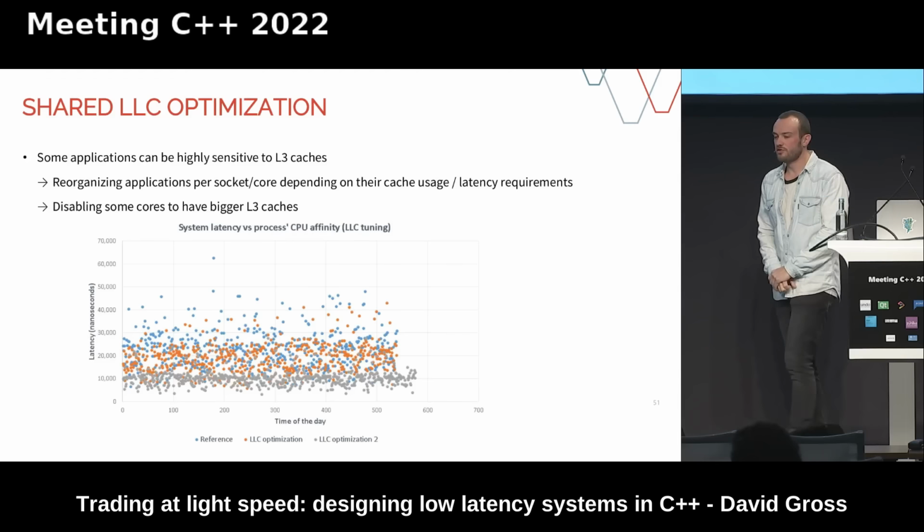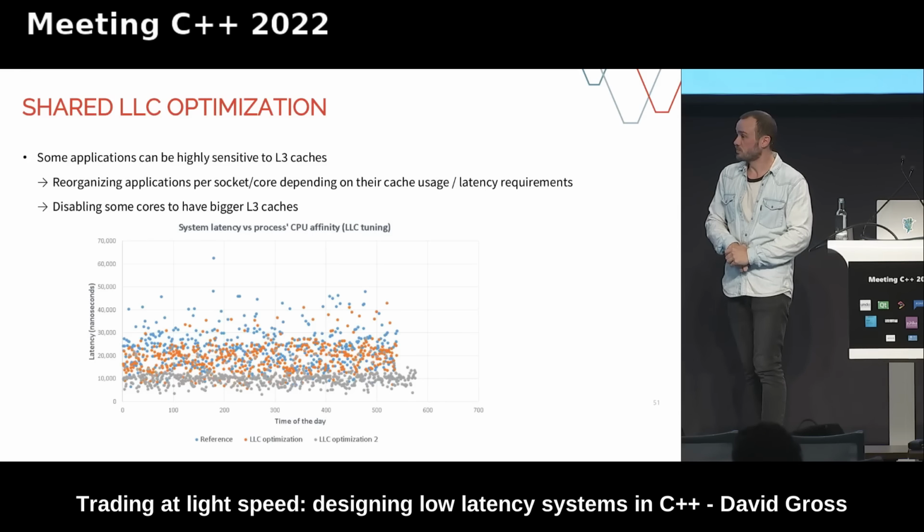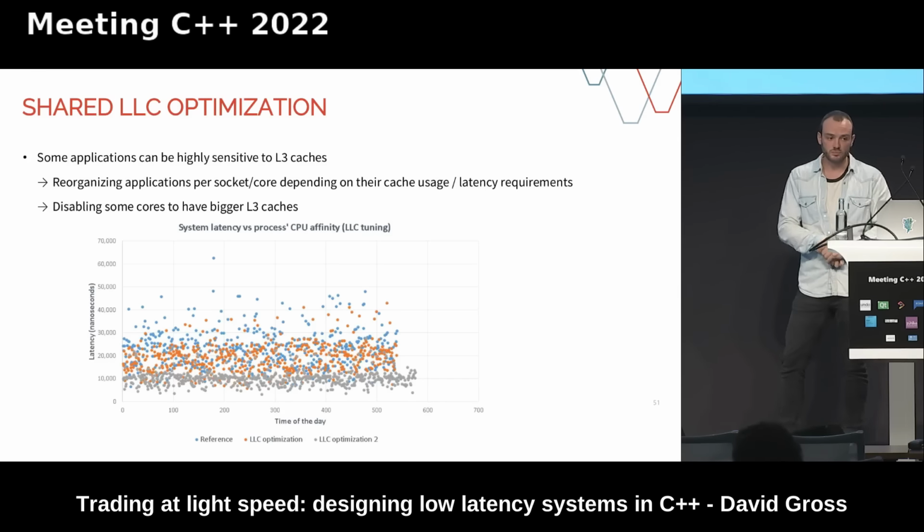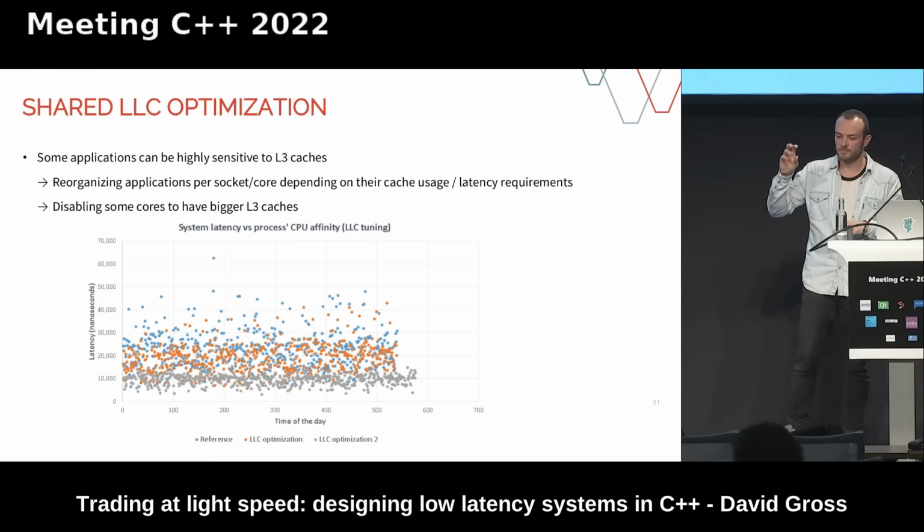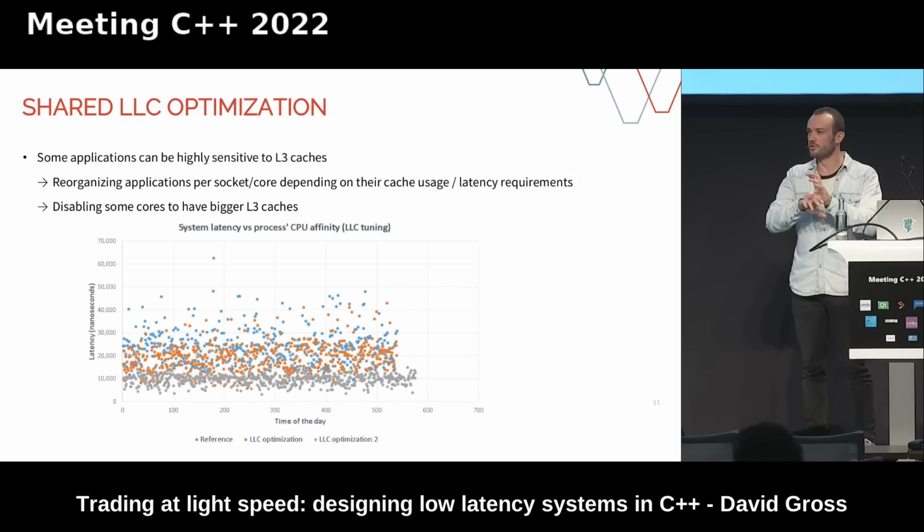Another common optimization is shared L3. LLC is the last level of cache. It doesn't have to always be L3, but in general it is. And here, this is an optimization that I did a few years ago. We were changing a single line of code. So no code change, just reorganizing applications, moving them from one core to another.